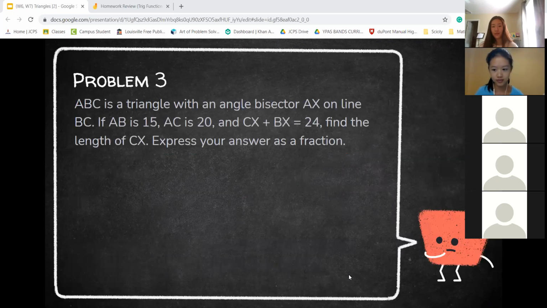Okay, number 3. So ABC is a triangle with an angle bisector AX on line BC. If AB is 15, AC is 20, and CX plus BX is 24, find the length of CX. So this one is kind of like number 2. You're probably going to have to draw your own diagram and label all these things. It might be slightly more confusing, but I think you guys can do it.